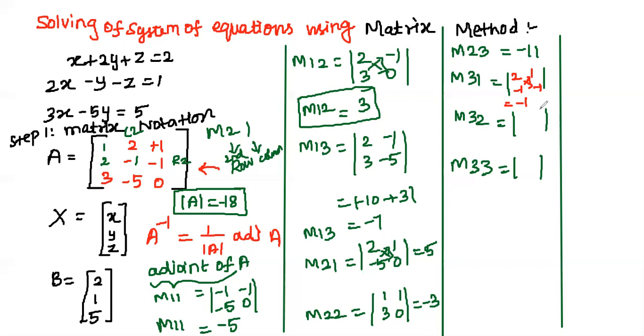And what is M32? Minus 3. It is minus 3. Very good. And M33 is? Minus 5. It is minus 5. It's 1, 2, 2, minus 1. 1 into minus 1 is minus 1. 2 into 2 is 4. And we'll be putting minus sign before. So it's minus 5. Yes.